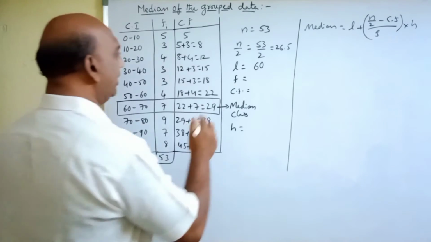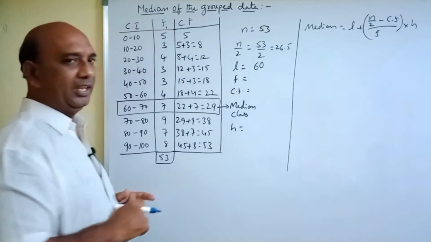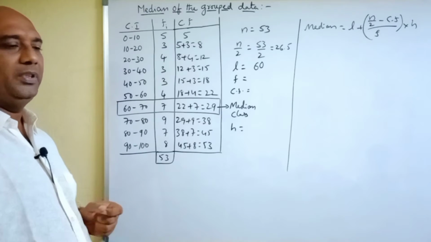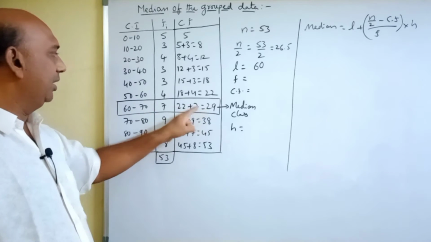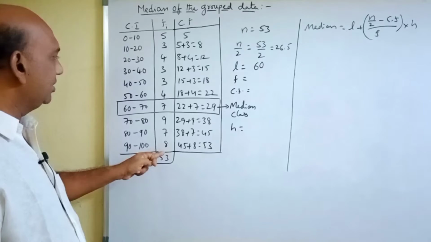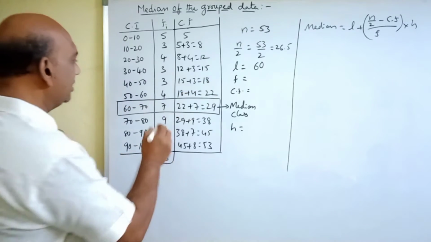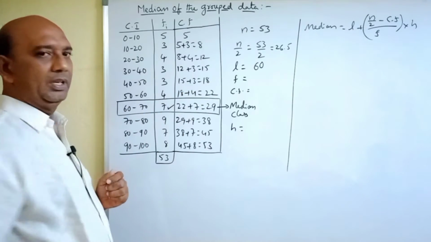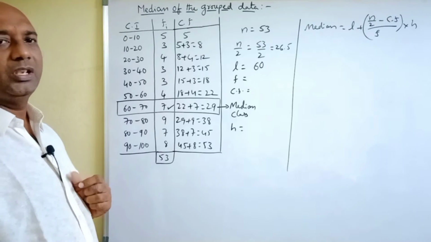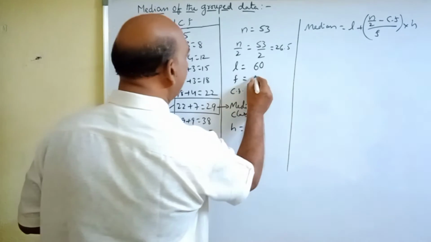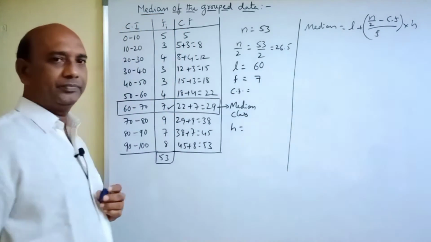And then F. F means frequency, the frequency of the median class. This is the median class. In this median class, these are the frequencies. So, the frequency of the median class is 7. So, F is equal to 7.